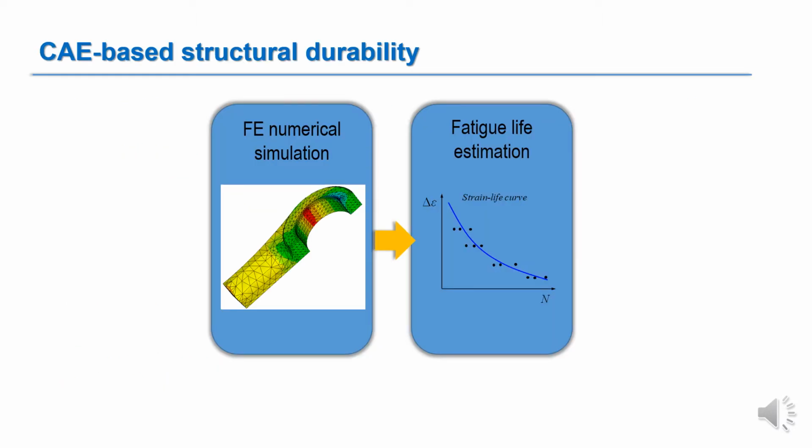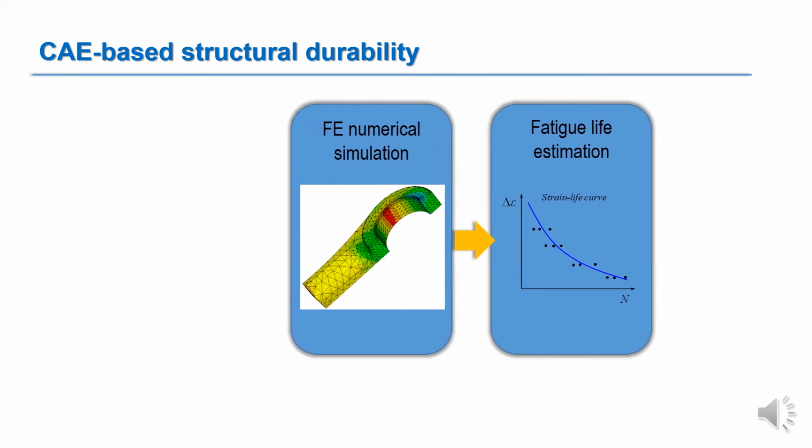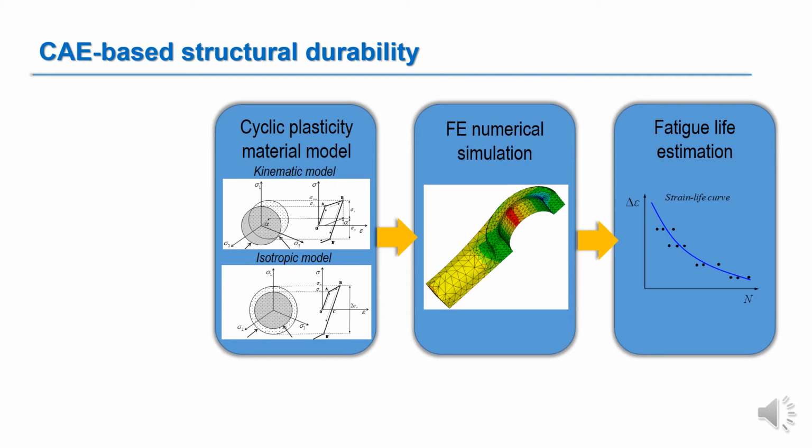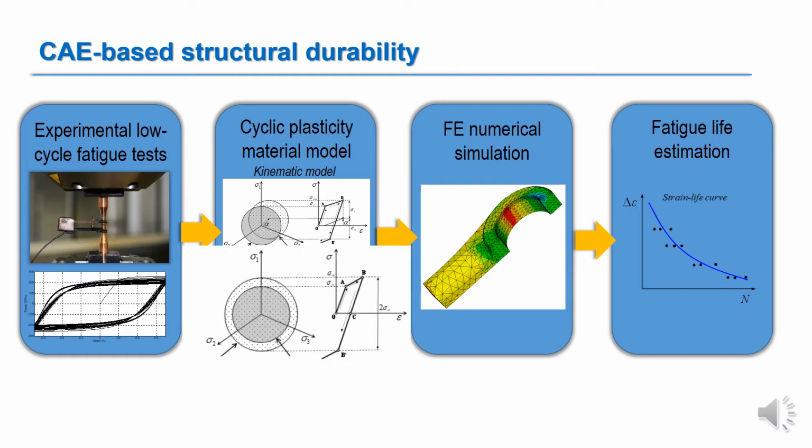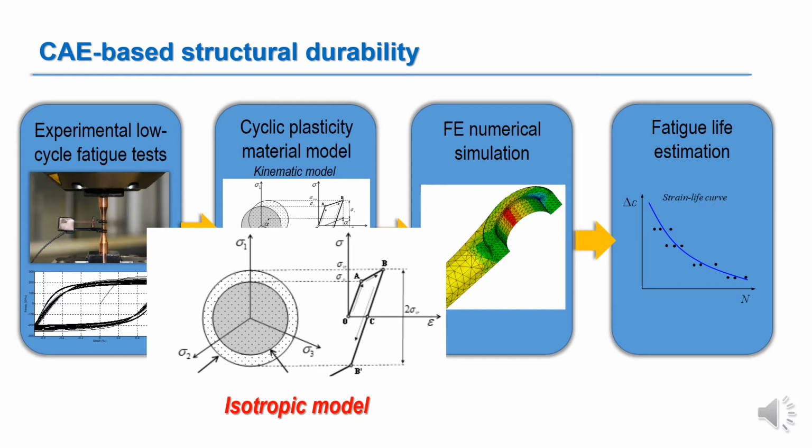As we already know, a durability analysis of mechanical components requires an accurate finite element simulation. A crucial aspect in finite element modeling of components undergoing low cycle fatigue is the choice of an appropriate elastoplastic material model. It is important to emphasize that the adopted cyclic plasticity model should follow as closely as possible the material behavior observed during experimental testing. In this work, focus is on isotropic material models.